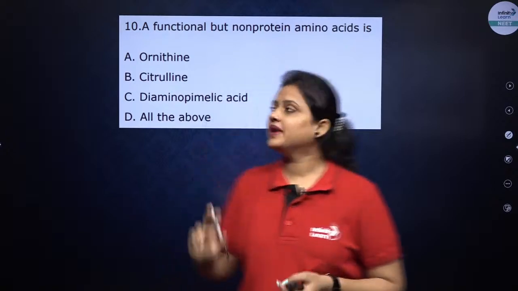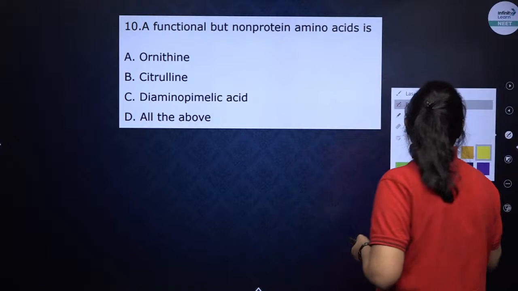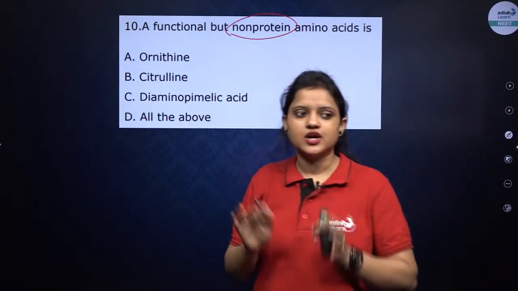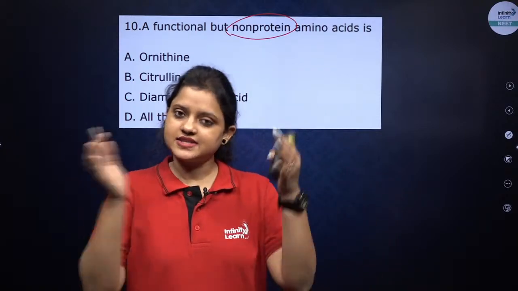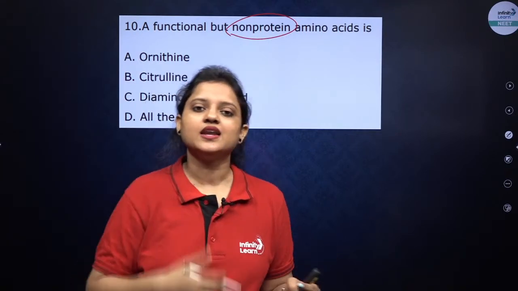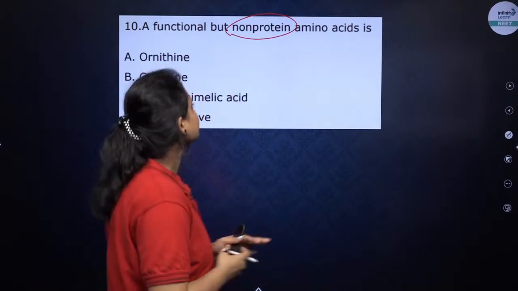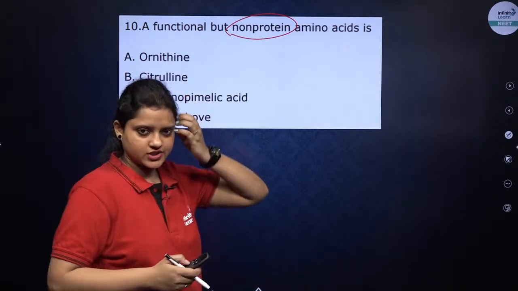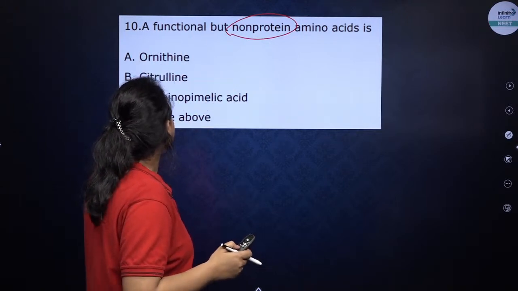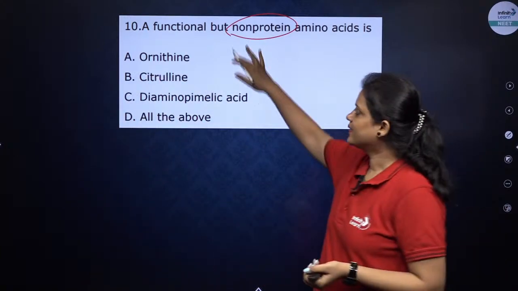A functional but non-protein amino acid is. A functional but non-protein amino acid means which amino acid is there in our body but it is not utilized in forming proteins. Okay, so this is the meaning of this question. Which amino acid amongst ornithine, citrulline, diaminopimelic acid? Okay, can you tell me?